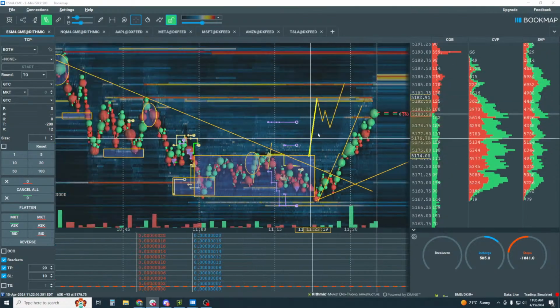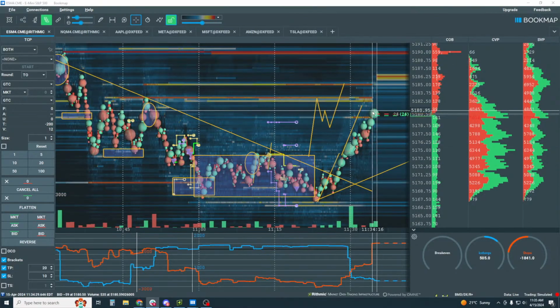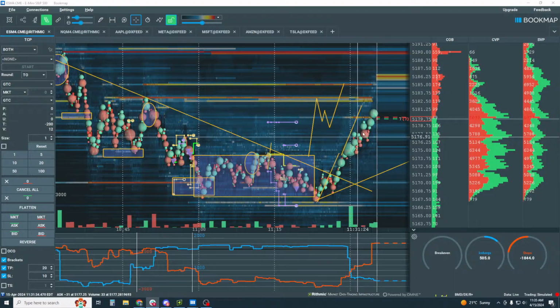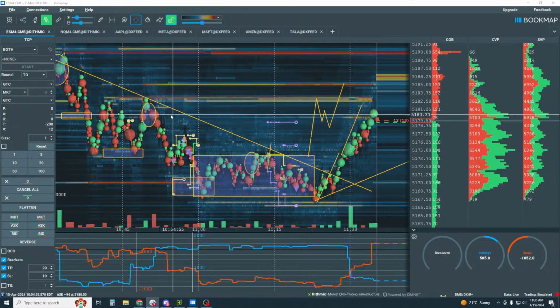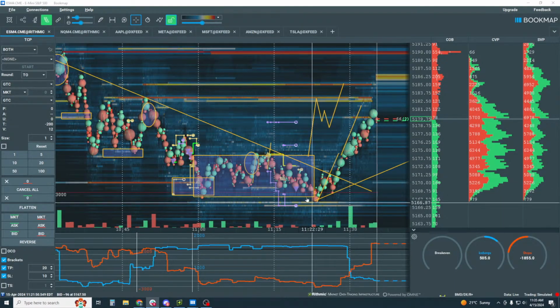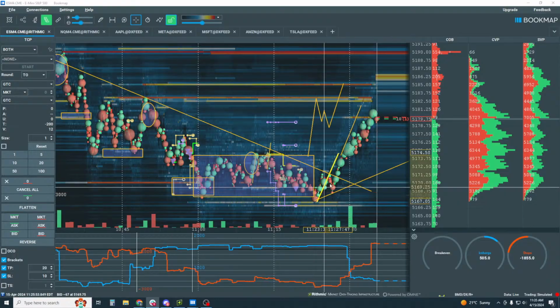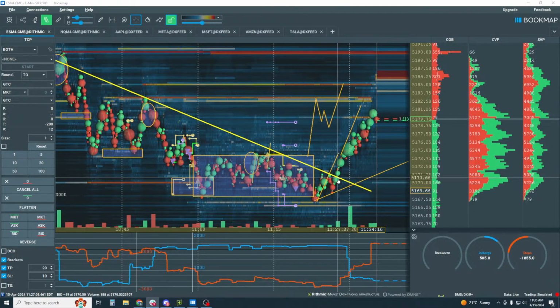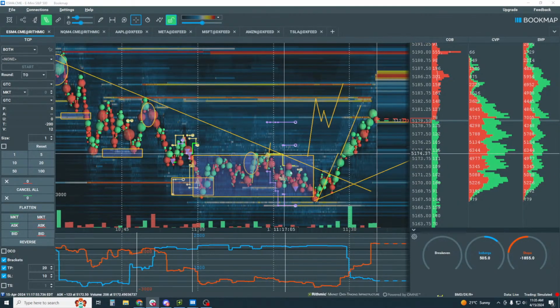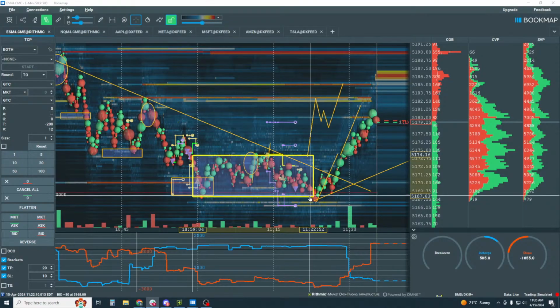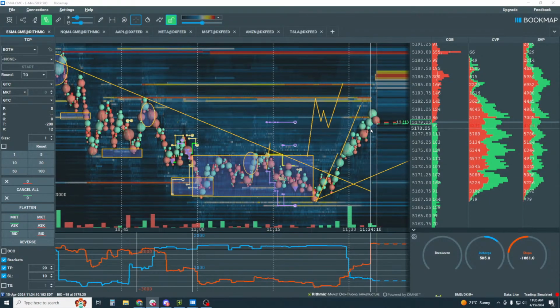Okay, that can be pretty typical, this kind of move when you get these continuation moves and then you just get this break. It's a pretty strong break, instead of this kind of distribution in here. This is it here, on this big impulse move.